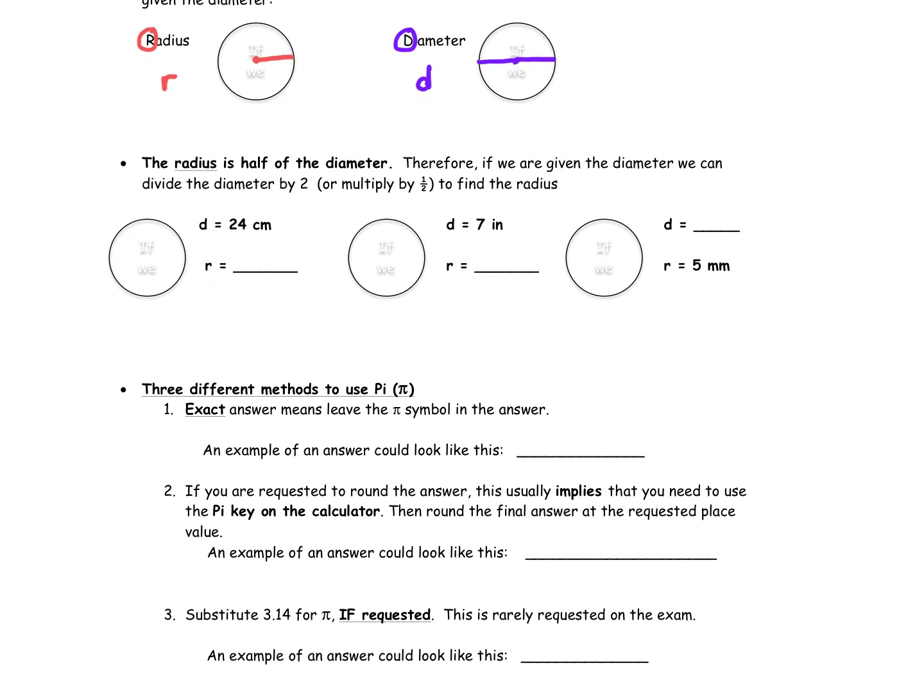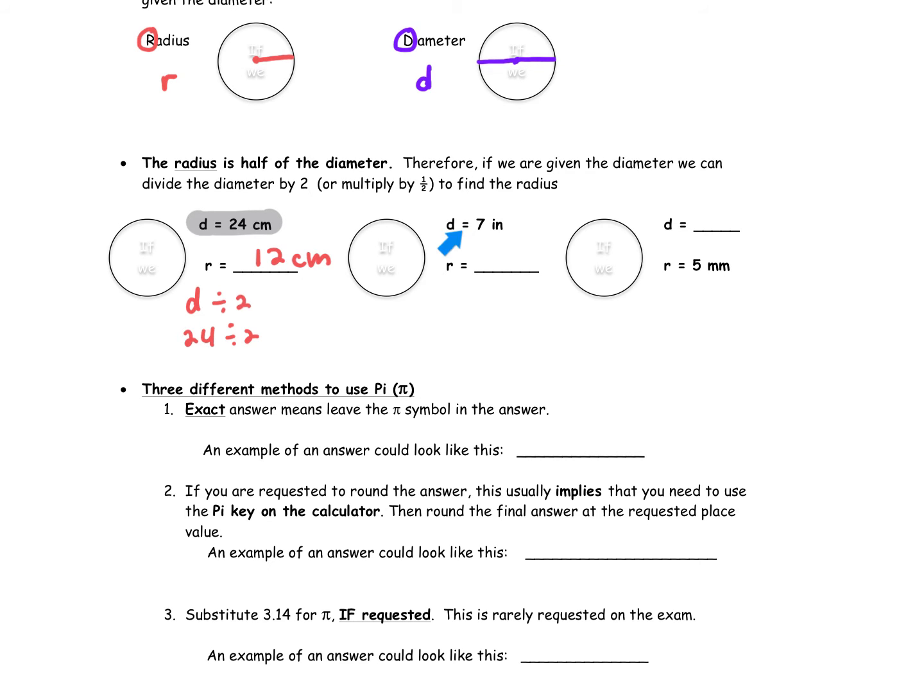So let's look at the relationship. The radius is half of the diameter. Therefore, if we're given the diameter, we can divide the diameter by 2 or multiply by 1/2 to find the radius. For this first example, they've given us the measurement for the diameter. So if we want to know the radius, we take the diameter and divide it by 2. So that's 24 divided by 2, which means the radius is 12 centimeters.